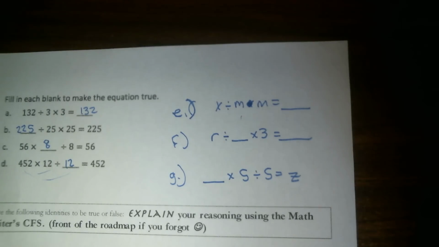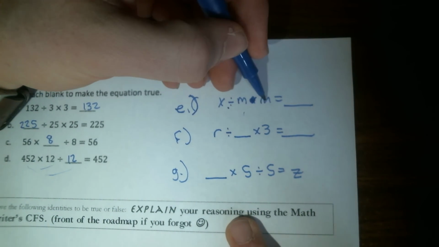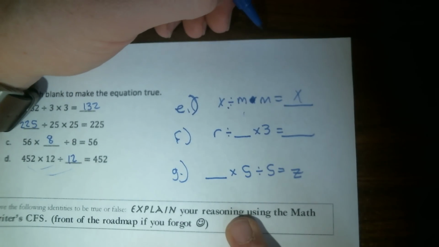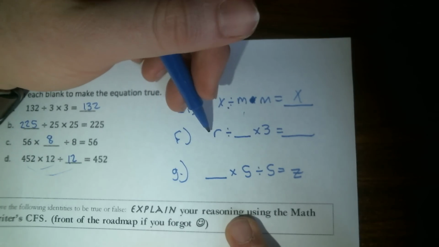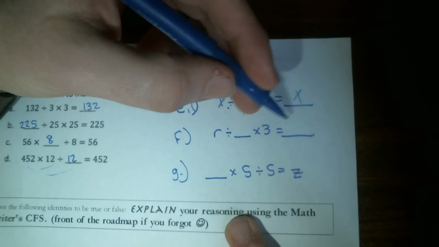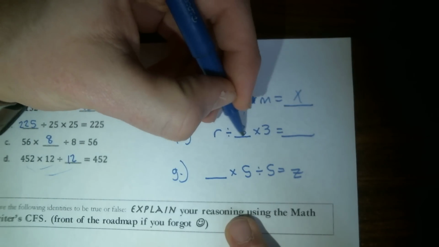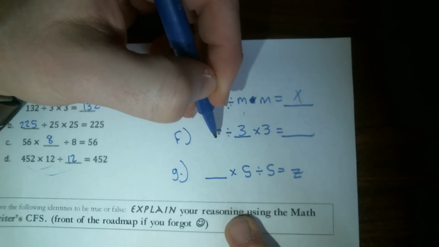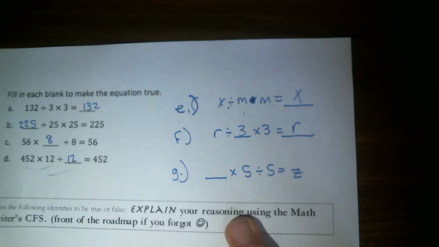All right, so I'm back here. I got to divide by m and then times m. If I started with x, I'm going to end up right back at x. Remember, these are variables. We don't know what those numbers stand for. All right, f. Let's see. R divided by something times 3. Well, let's think about how we can show this identity. I haven't really given you much information here. But if we divide by 3 and multiply by 3, this isn't going to change our initial or our starting value. So I'm going to end up right back at r.